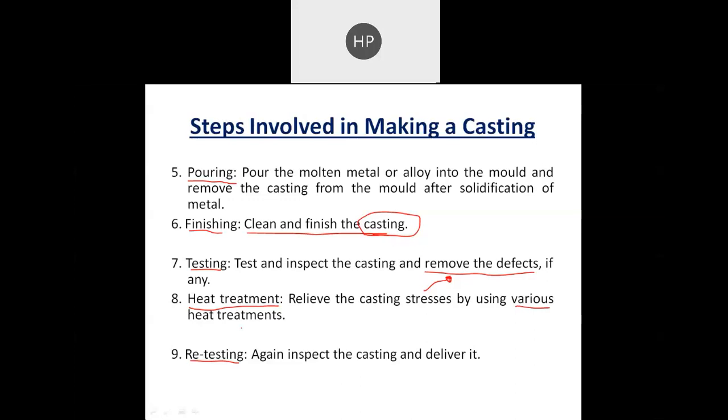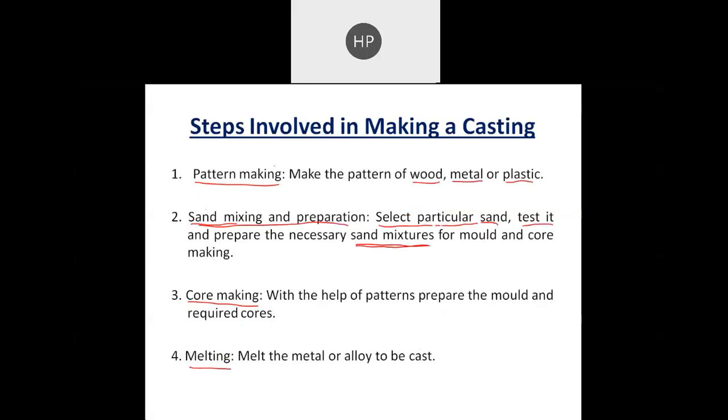So again we will revise it, because these steps are very important to understand, and they are followed in any casting process. So the first step is to make the pattern. What is a pattern? A pattern is nothing but a replica of the finished product, the final product. And that pattern is made of wood, metal, plastic, plaster, wax. So there are various materials available for making the pattern.